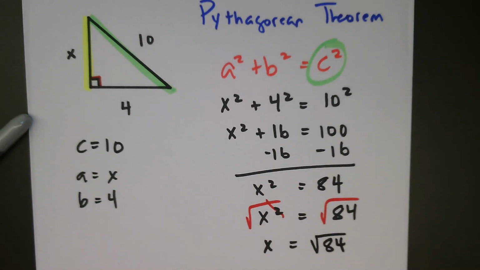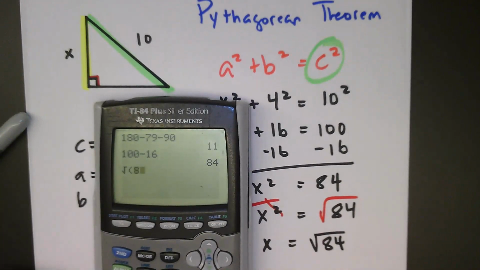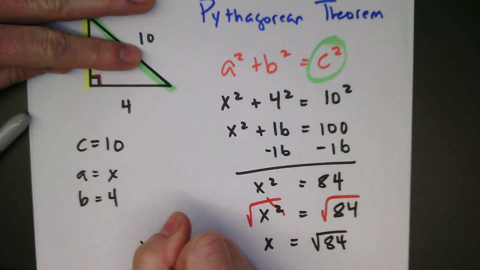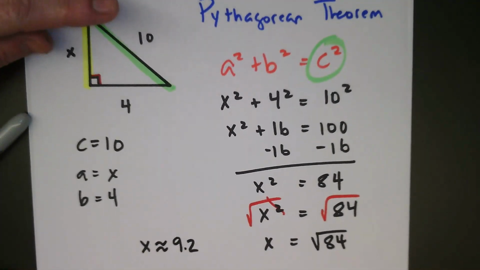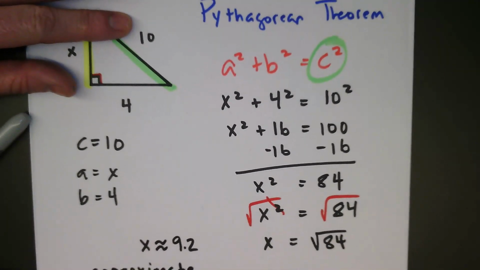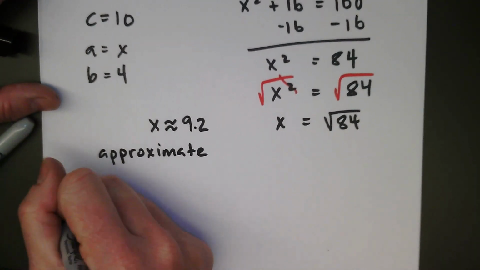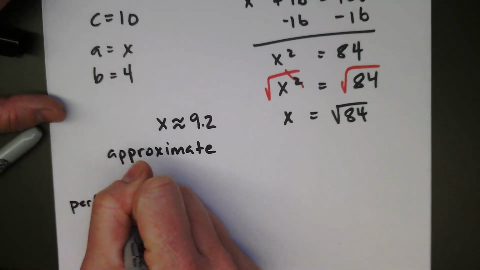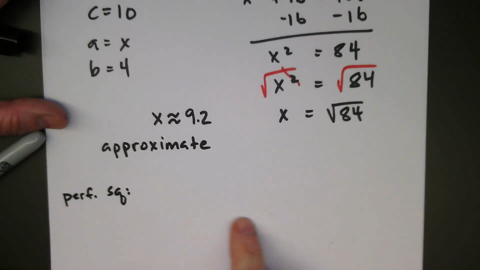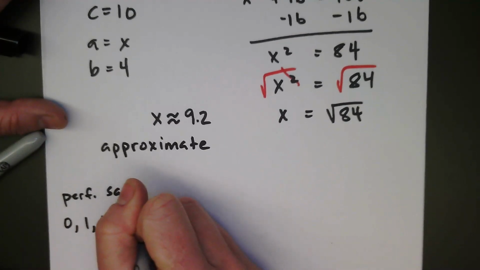However, it's unsimplified. You have two options. You can get an approximate answer by just going into the calculator and doing the square root of 84. It's about 9.2. So that's your approximate answer. But typically, you're asked to put it in simplest radical form, and that means we need to pull out the perfect square factors. So our perfect squares are those numbers we get when we square our integers or square our whole numbers. 0, 1, 4, 9, right?